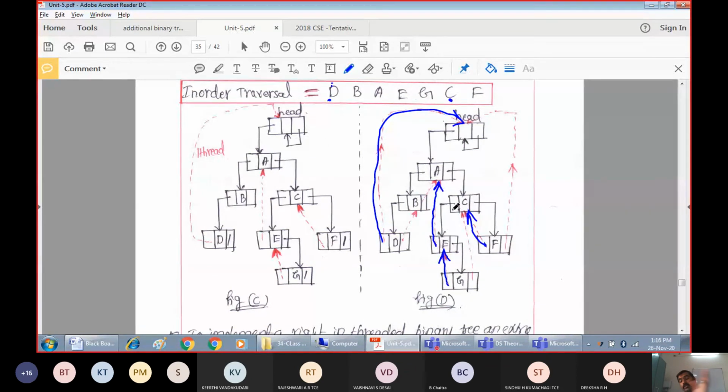Now let us come to the successors. What is the successor of D? The successor of D is B, so D is pointing to B. That is, the right link of D is pointing to B. What is the successor of B? The successor of B is A, so the right link of B is pointing to A. What is the successor of G? The successor of G is C, so the right link of G will point to C. What is the successor of F? The successor of F is not there, so it will point to the header node. So the successor of F is pointing to the header node.